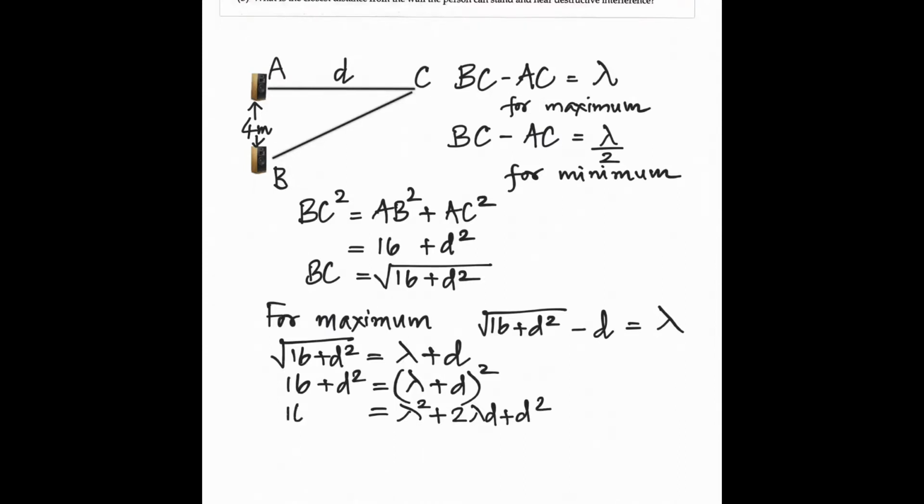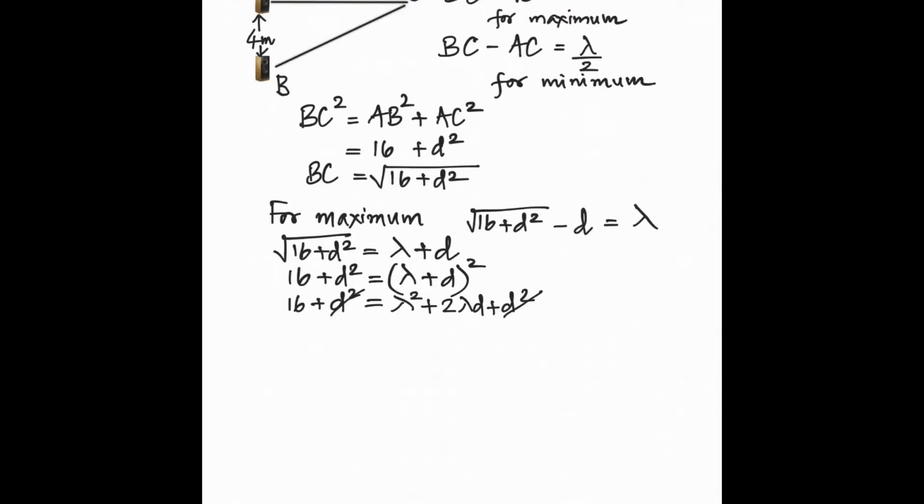Now on the left side we have 16 plus D squared, so the D squareds cancel out. Rearrange the formula to calculate D. So that's what you get, and when you plug in the value of lambda, oh goodness, I've not found lambda, so first let's find lambda.